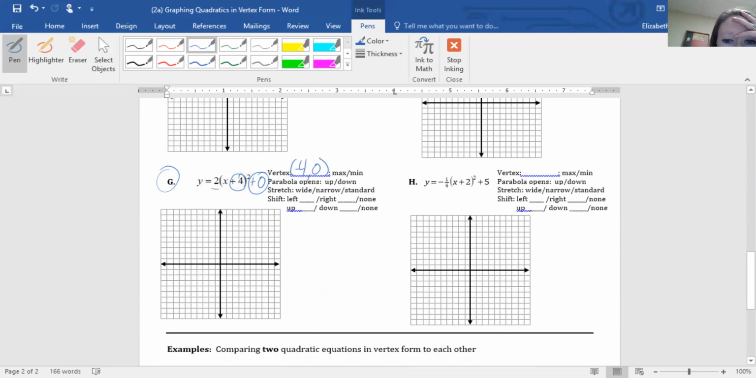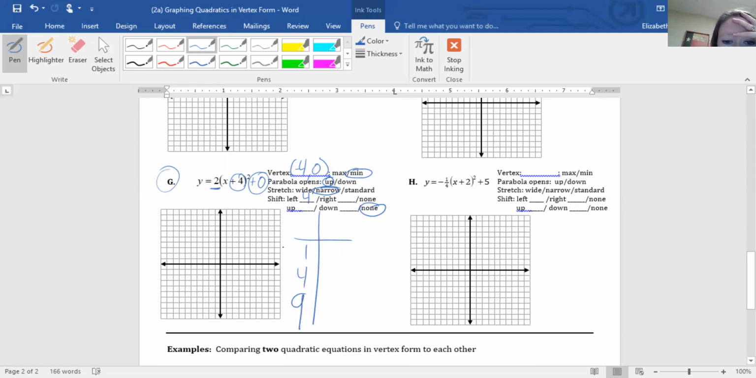My A here is positive, so this is going to be a minimum, and the parabola opens up. My stretch, this is bigger than 1, so it's narrow. My vertex is -4, so I shifted left 4, and 0, so I shifted none in the up and down direction. All right, so now we're going to use my 149 table.